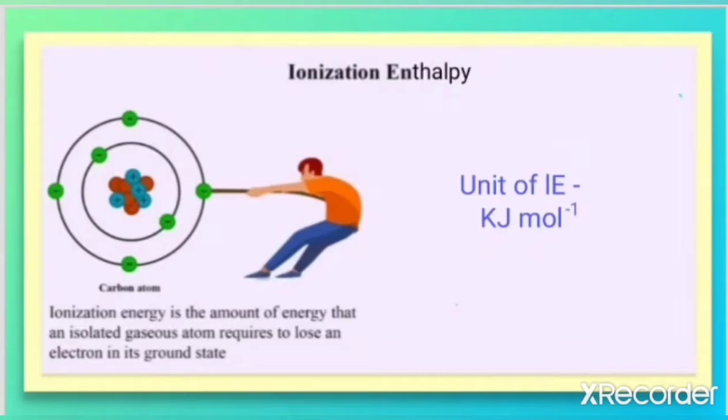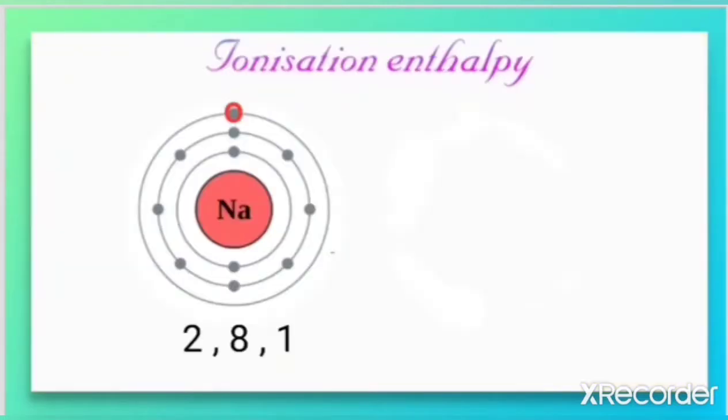Let us discuss what this ionization enthalpy is in detail. Ionization enthalpy is nothing but the energy required to remove an electron from an atom to form an ion. Let us discuss it with an example. Sodium atom. In the case of sodium atom, there are 11 electrons, that is 2 electrons in the first shell, 8 electrons in the second shell. So, there is a single electron in the outermost shell which is marked in red color here.